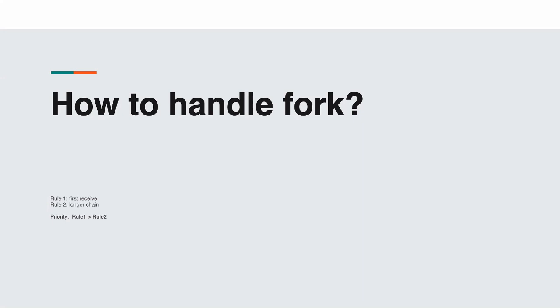So it's pretty much the same as DPoS. We always choose the longer chain, but at this time we also need to choose the first receive. Why? Because right now we are PBFT-driven, so it means we always accept the PBFT message first.